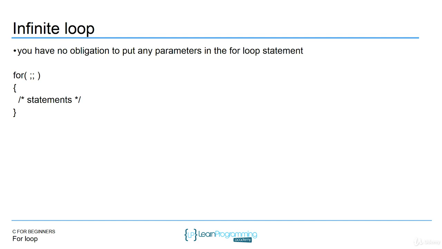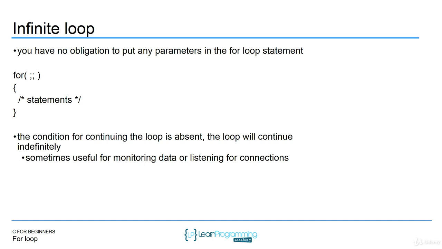Now, typically you don't want to have infinite loops, but there are times. Because the condition for continuing the loop is absent, the loop will continue indefinitely. This is sometimes useful if you're monitoring data. Typically, when you have a forever loop, you usually also have a sleep, which will pause execution of the program, maybe for a second, so you're monitoring something.